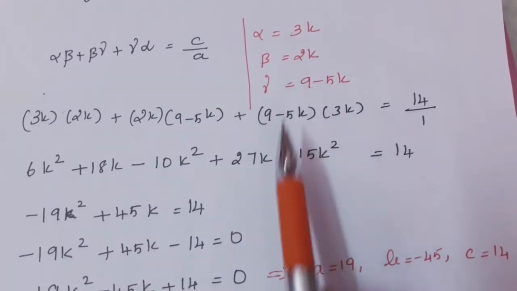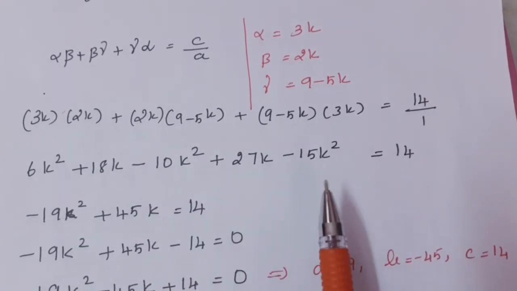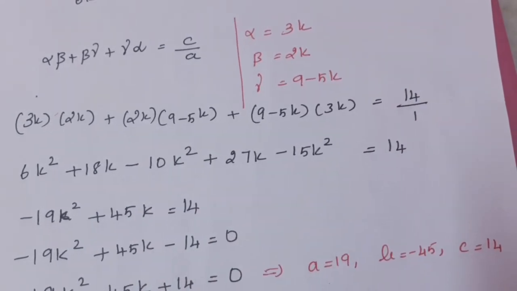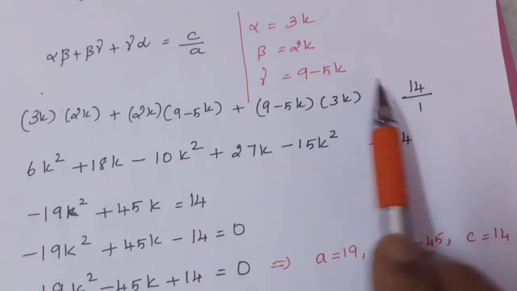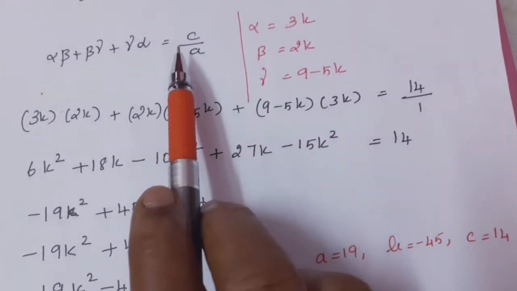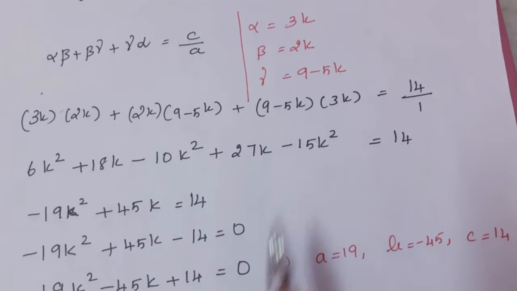What is our c? C is 14, so 14 by 1. From the equation we remember the values of a, b, c. Already we finished that before. So we know the a, b, c, d values. What is c by a? C is 14. What is the value of a? A equal to 1. So simplify this result.